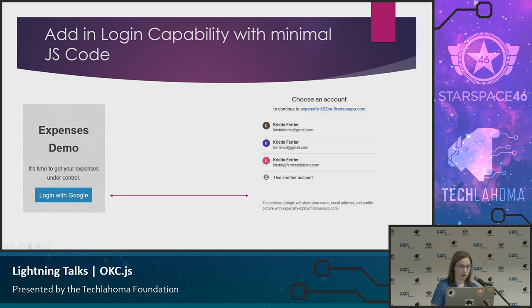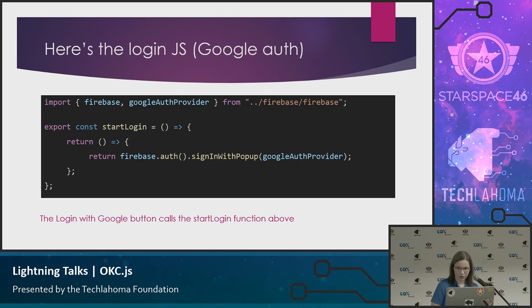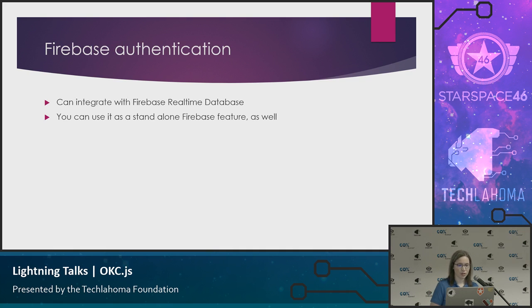So for example, we've got this login with Google link, and if you just want to click that button and have it pop up what we've got on the right, the choose account, all you've got to do is write code like this here, import Firebase and Google Auth provider, and then this line right here is what's going to actually provide the pop-up for you. And it just automatically does that for you. So Firebase Authentication can integrate with Firebase Realtime Database. You can use it as a standalone Firebase feature as well.